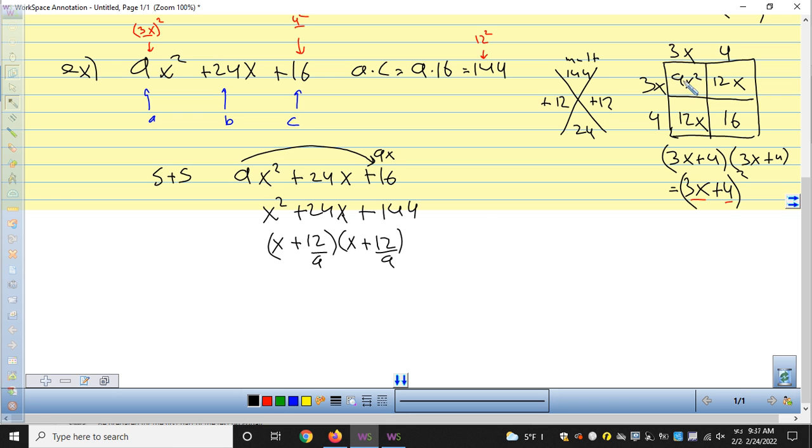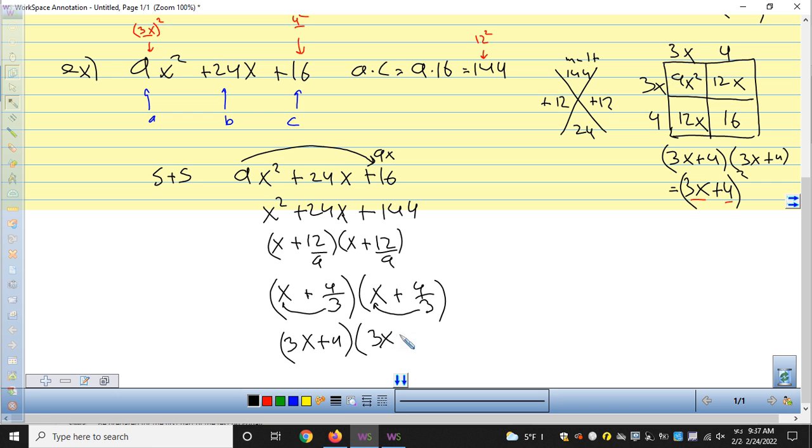Well, we said here the biggest number that goes into 12 and 9 is 3, so we divide everything by 3. X plus 4/3 when I reduce 12 ninths. And now I'm going to slide the 3's over. 3x plus 4 times 3x plus 4, which is 3x plus 4 squared, if we use slip and slide.